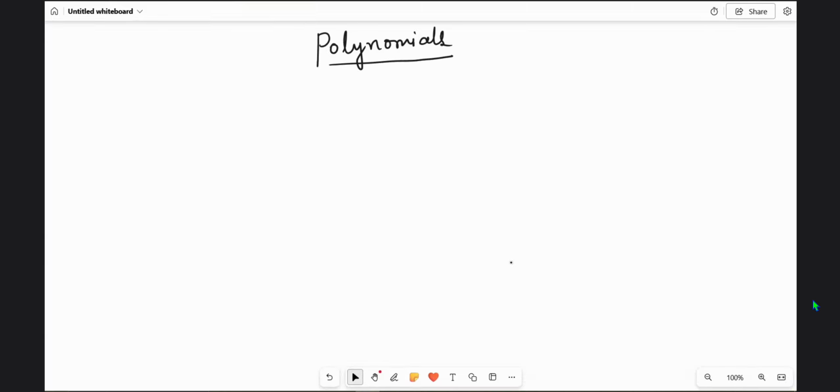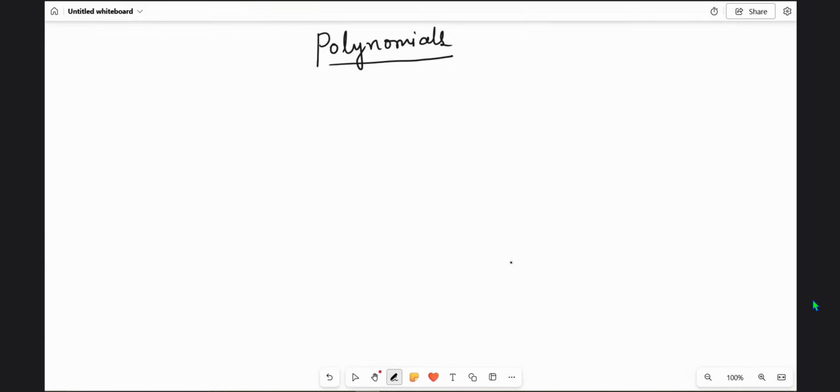So we now know how to find the zeros of the polynomials, and from the zeros how to write the polynomial. We have studied that. Now we will try to see the graphical representation of the zeros, and we will try to understand more about the zeros of the polynomial.